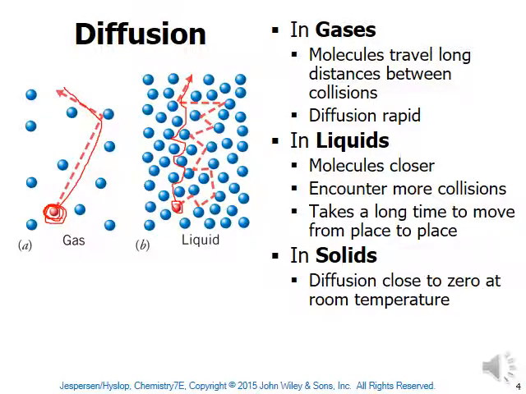Okay, solids, it's almost hardly any movement at all, but they do move, and we'll talk about that. But you can increase the motion by increasing temperature. So when you increase temperature, you increase the speed of the particles, and they can bounce around more and diffuse more or faster.